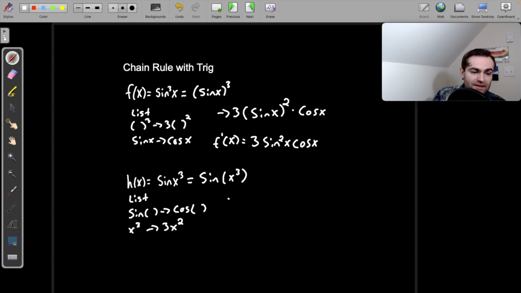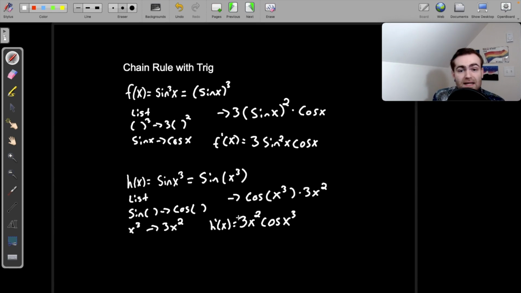So the derivative of this is going to be cosine, keeping the inside the same, times the derivative of the inside, which is 3x squared. We can clean that up a little bit. We can bring the power function out in front so it looks a little bit prettier, and we can have 3x squared cosine x cubed, and that is what h prime of x is equal to.